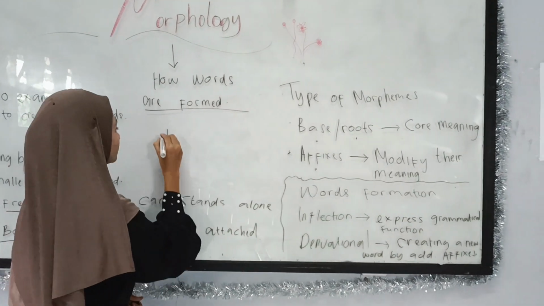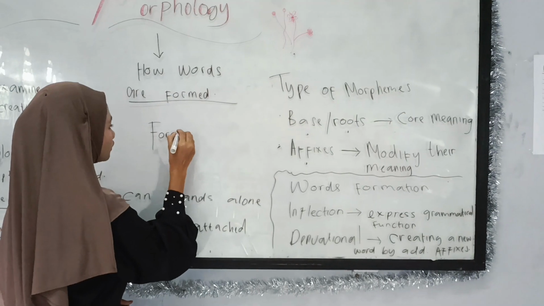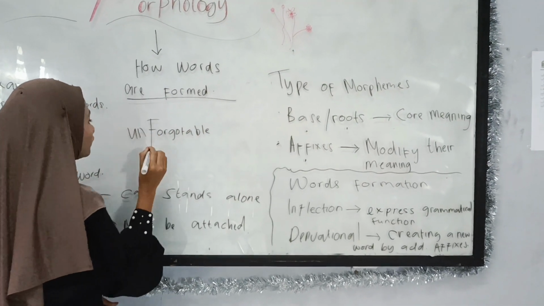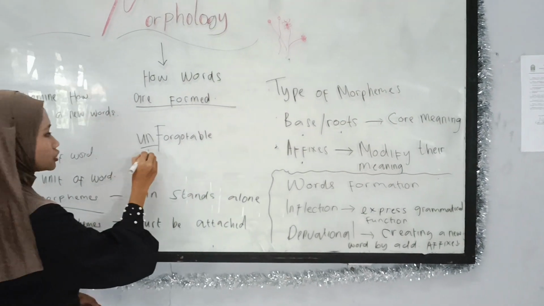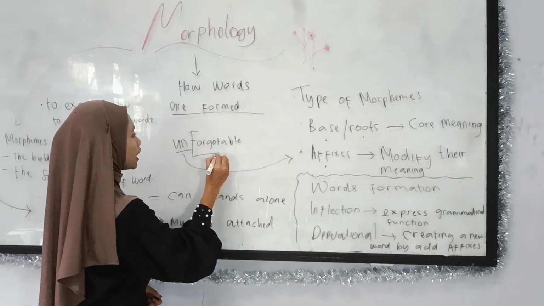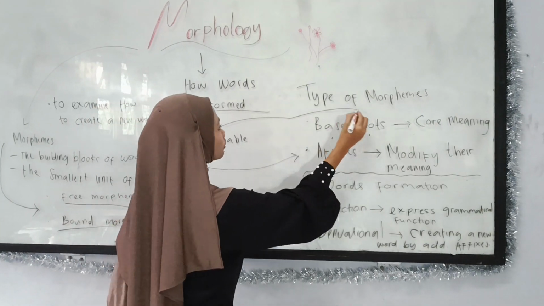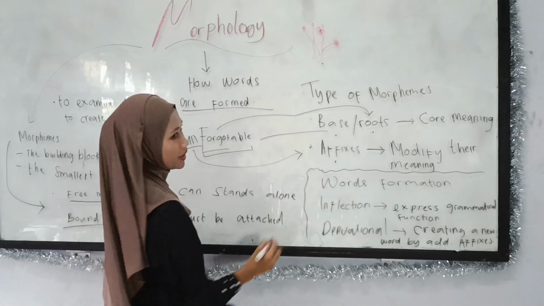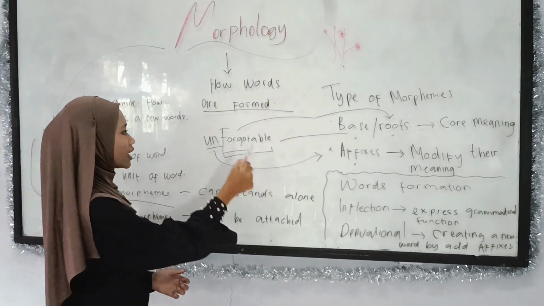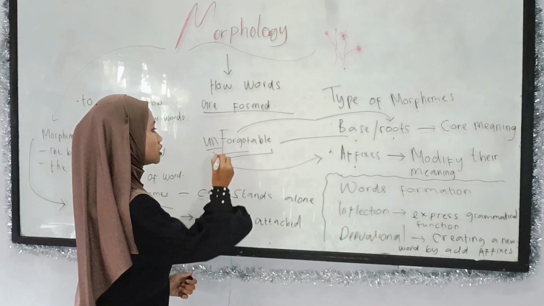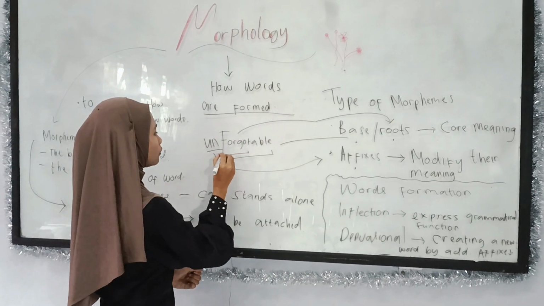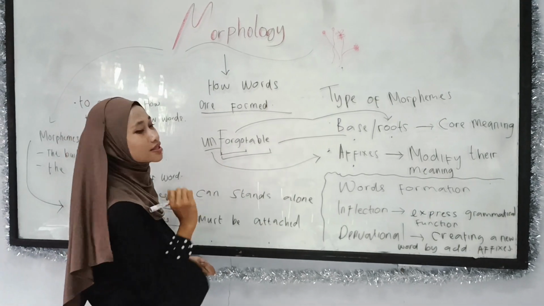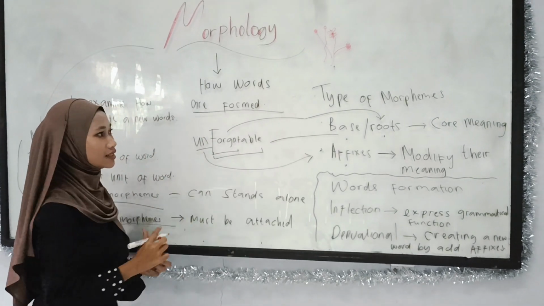And then another example to clarify the base, roots and affix. Table plus un belongs to affix, and the other belongs to the roots, and for the table it belongs to the base. So yeah, it's a word.